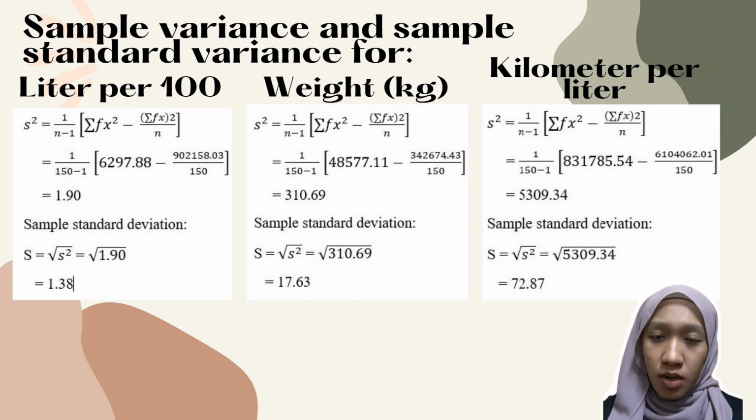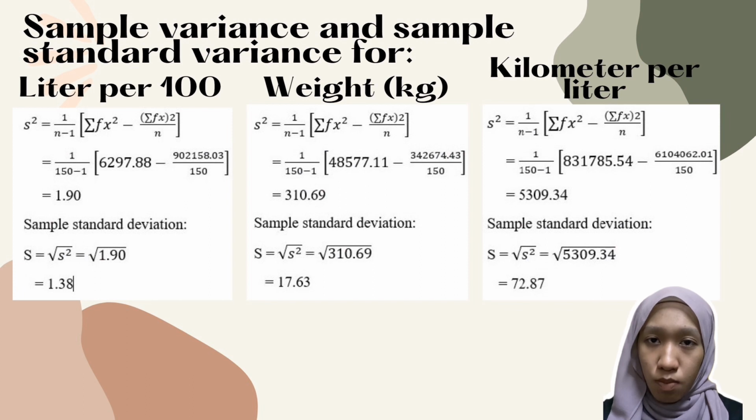Sample variance for liter per 100 was 1.90 and standard deviation was 1.38. Sample variance for weight was 310.69 kg and standard deviation was 17.63 kg. Sample variance for kilometer per liter was 5,309.34 and standard deviation was 72.87.